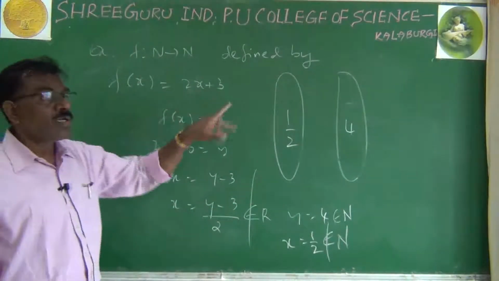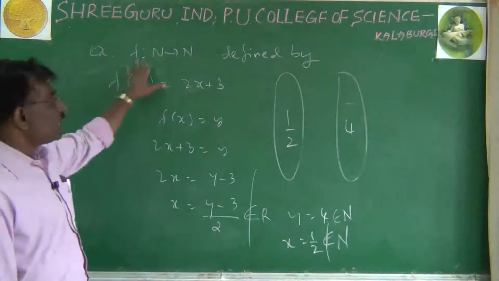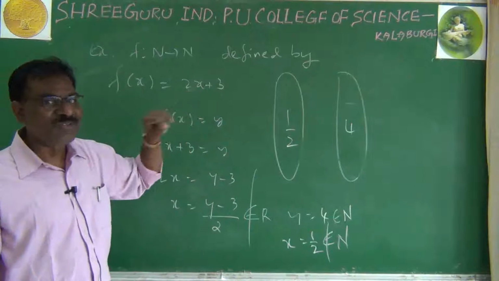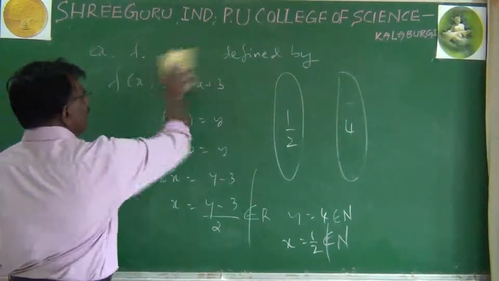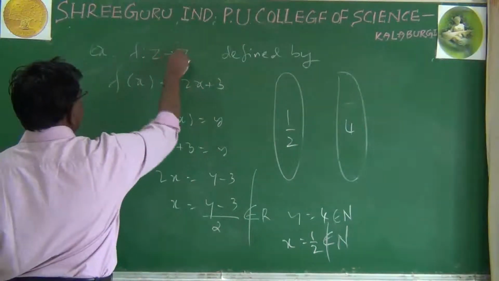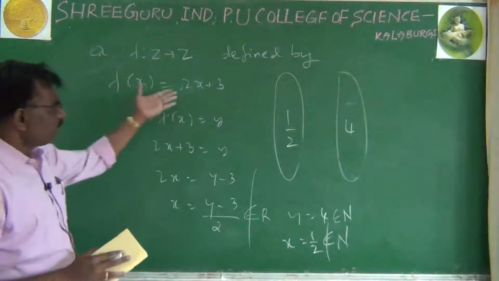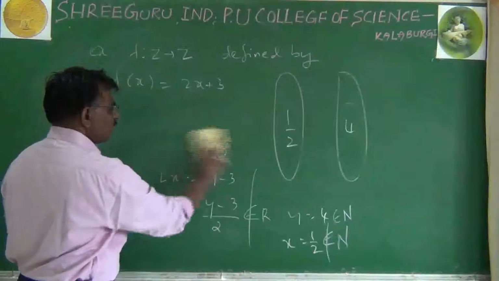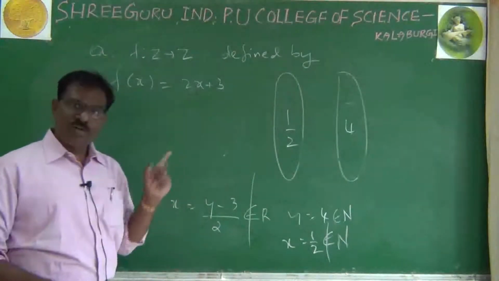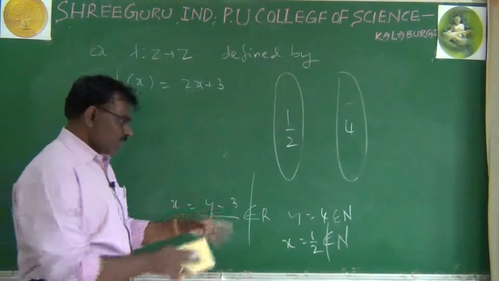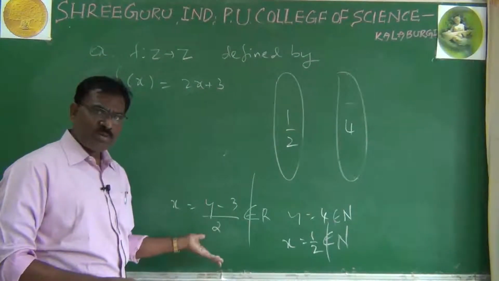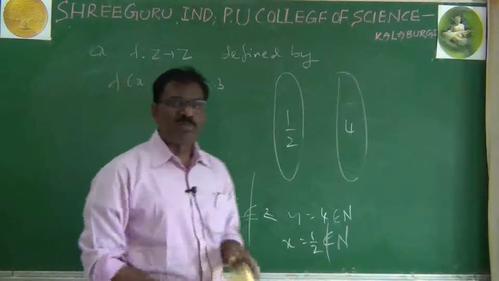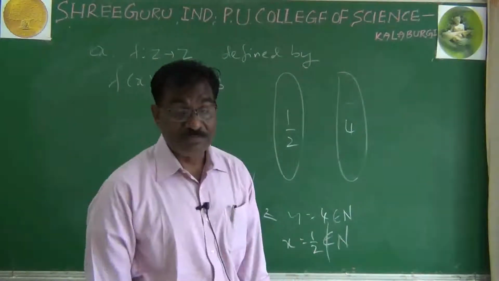R to R is a bijective function. N to N is only 1-1, but not onto. Not only N to N, Z to Z also: this is a 1-1 function. But onto is not possible because it is a fraction, a rational number, which does not belong to Z. This type of problem you have to practice.